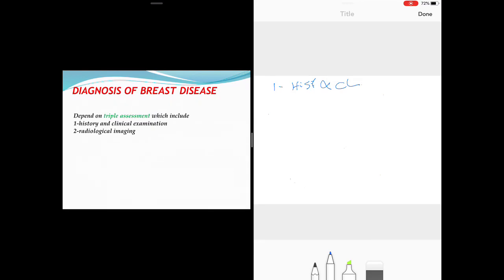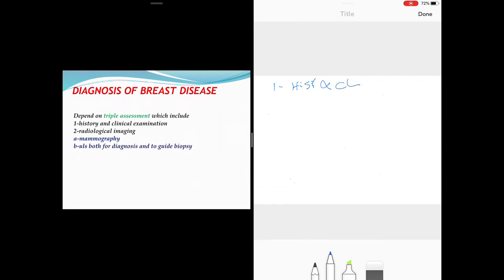After the history and the clinical examination, we go to the radiological imaging. What are the radiological imaging modalities we use? First, I request a mammogram, but with a condition: the patient must be more than 35 or 40 years of age. In young age, the mammogram is not useful because of the dense fibrous breast tissue, so it is difficult to diagnose abnormality of the breast.